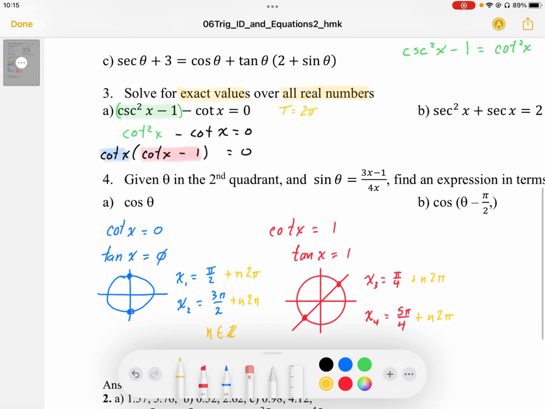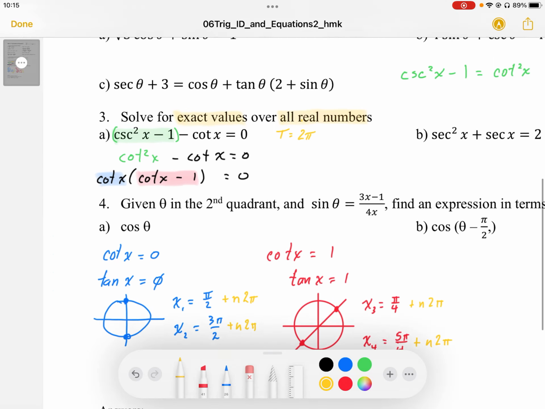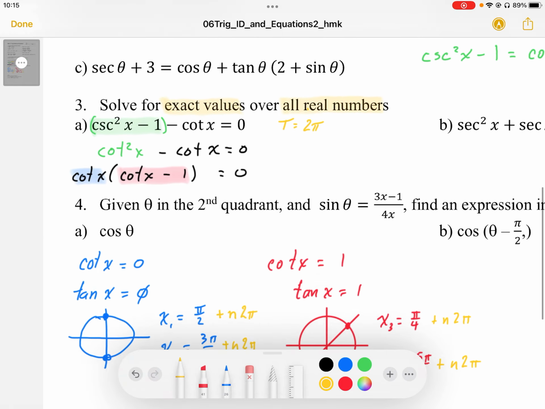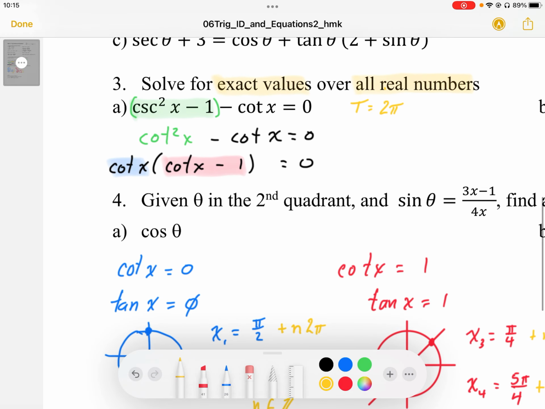Again, we have exact values, so we need to end up with exact value ratios. And in this case here, because we have cosecant and cotan together, we somehow have to rearrange it so that we have one trig function. Otherwise, the equation is going to be hard to isolate that one trig function. So in this case here, we use the identity cosecant squared x minus 1 equals cotan squared x, and that gave us one trig function at this point here to be able to solve this equation.